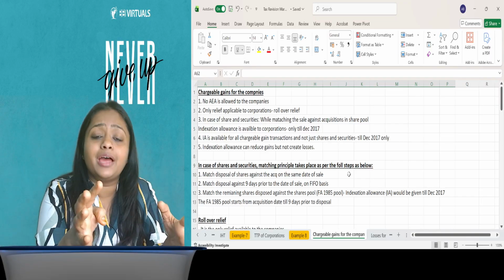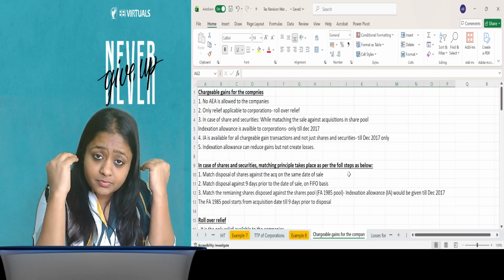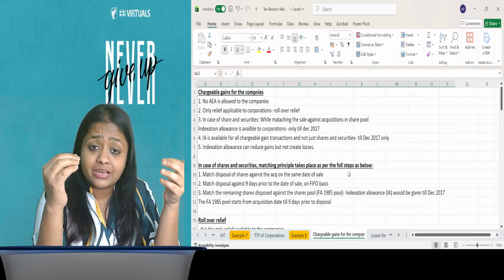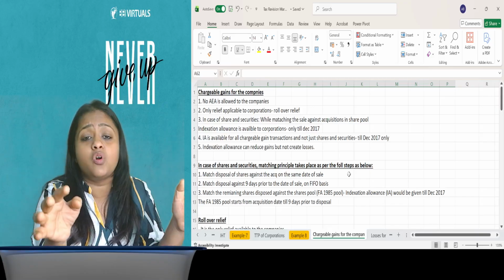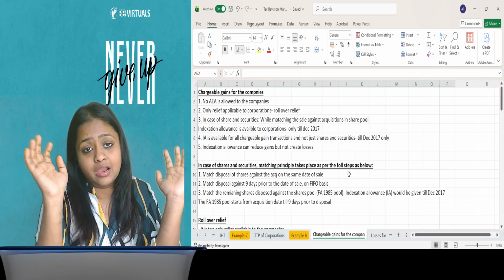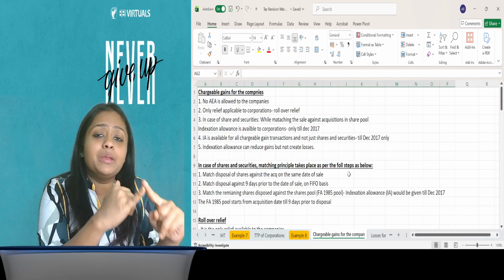So just understand that whenever we will calculate gain, we will always reduce the indexed cost. Index cost is cost plus indexation allowance. Clear? That's one point of difference.